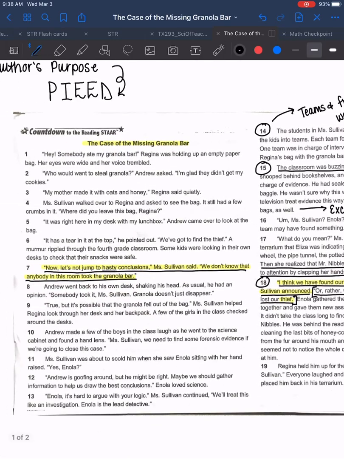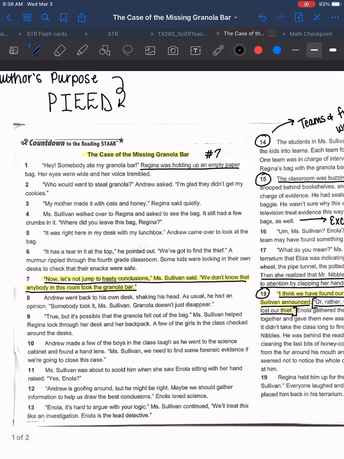All right, so let's look for Regina holding up the empty bag. So that was in sentence 1. So it's all the way up here. So there's our first part of our diagram. And I'm going to go ahead and put number 7 so we remember that this goes with question number 7. Then we're going to find Miss Sullivan walked over to Regina and she asked to see the bag. So Miss Sullivan is inspecting the bag.